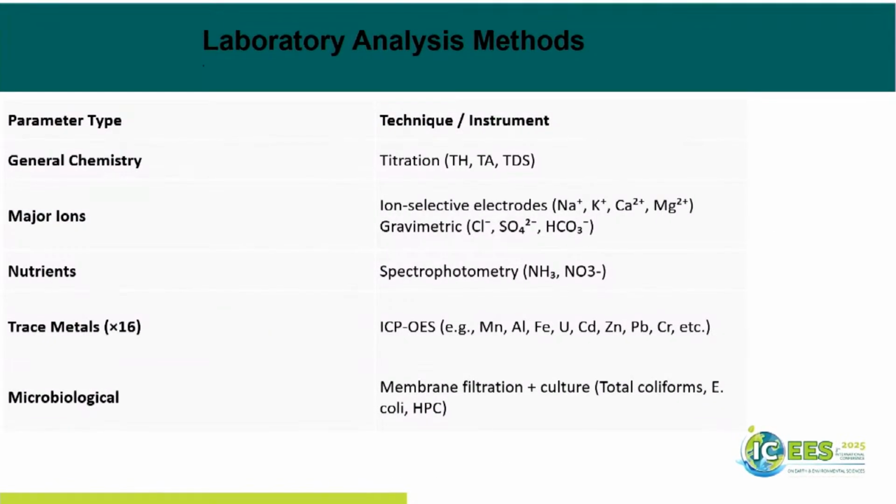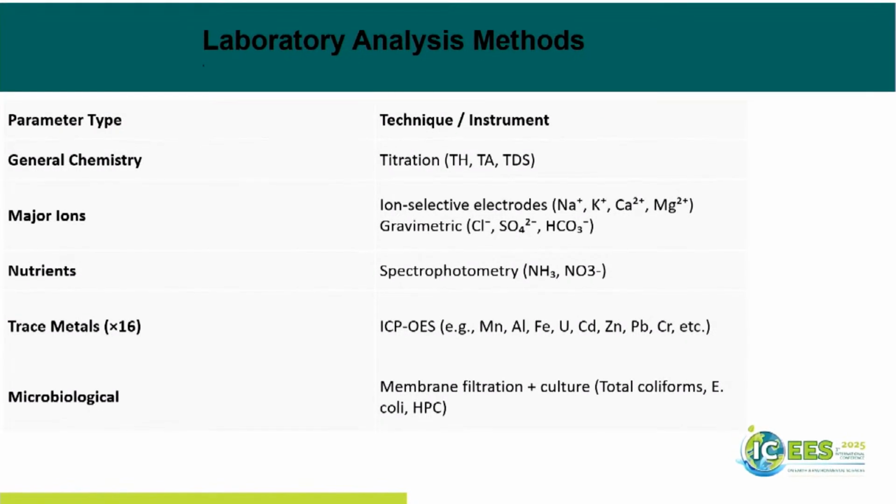So there in the laboratory that we transported the sample, we did measure the physiochemical parameters, as I mentioned earlier. We measured the total hardness, total alkalinity, and TDS. This was measured using the method specified above, the titration method. The cations, which are sodium, potassium, calcium, and magnesium, were analyzed using ion selective electrode. Then the anions such as chloride, sulfate, and bicarbonate were analyzed using the gravimetry method.